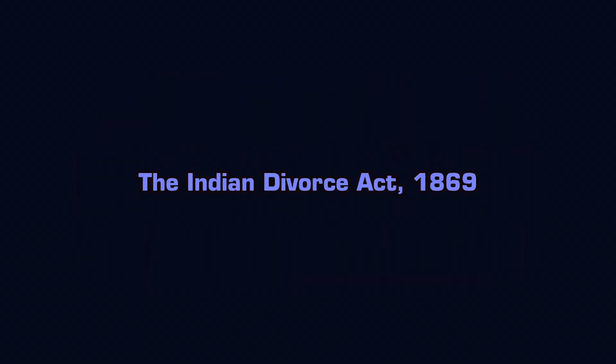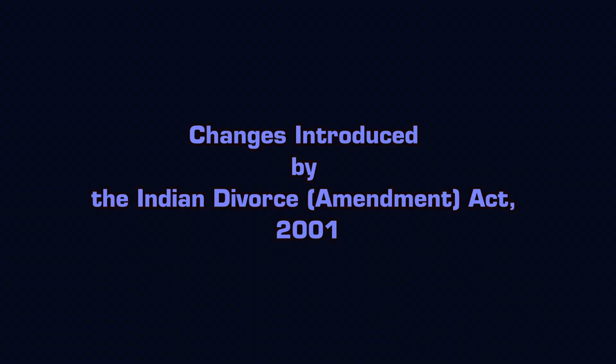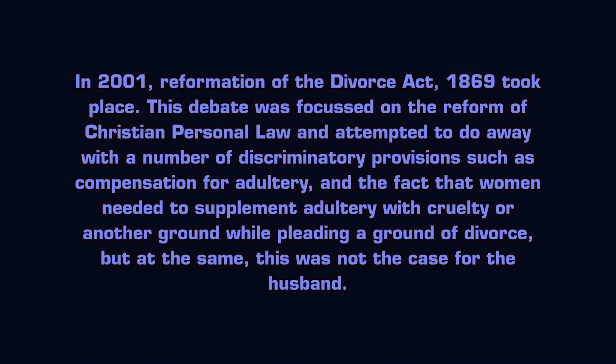The Indian Divorce Act 1869 is a pre-independence act enacted by the Britishers during their rule in India, and it is still applicable to the whole of India. This act was recently amended in 2001, where a number of important changes were made to the act. Let's discuss the basic changes introduced by the Indian Divorce Amendment Act 2001. In 2001, reformation of the Divorce Act 1869 took place.